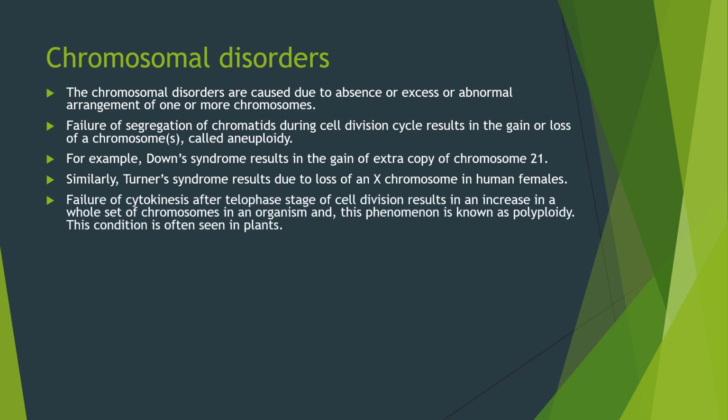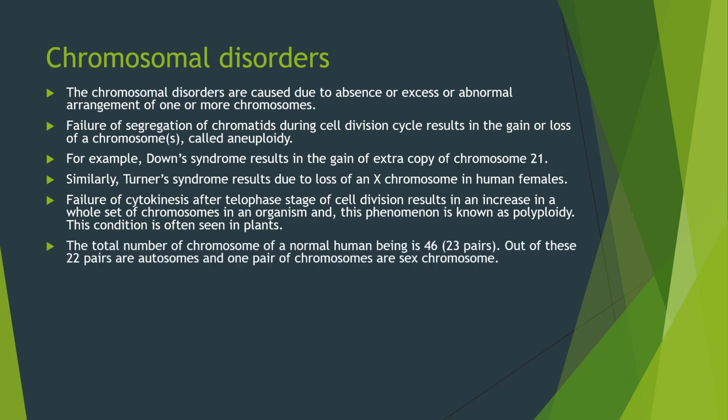Failure of cytokinesis after the telophase stage of cell division results in an increase in a whole set of chromosomes in an organism, and this phenomenon is called polyploidy. This condition is often seen in plants. The total number of chromosomes of a normal human being is 46 or 23 pairs. Out of these, 22 pairs are autosomes and one pair of chromosomes are sex chromosomes.